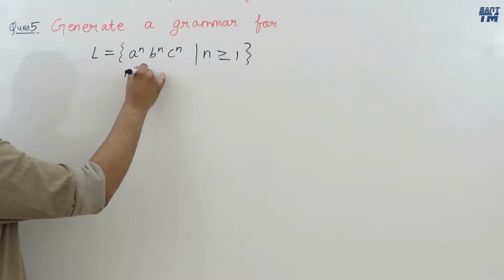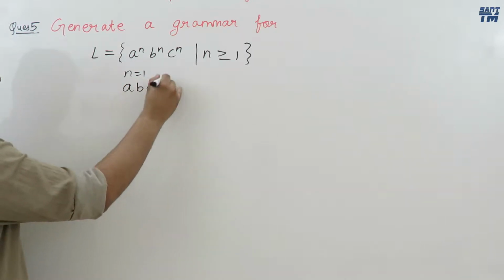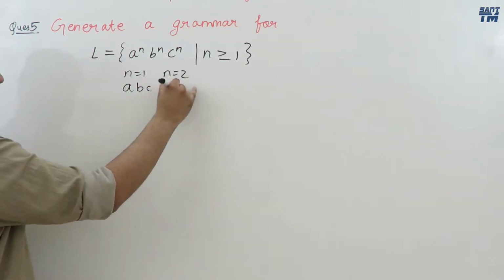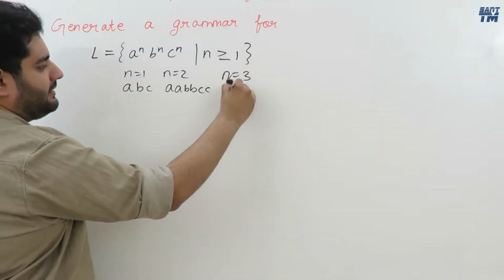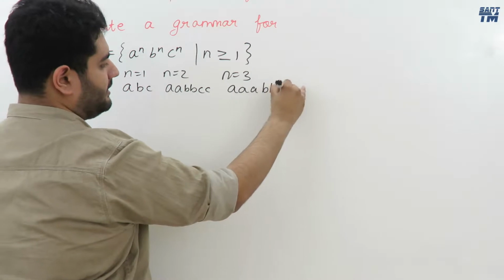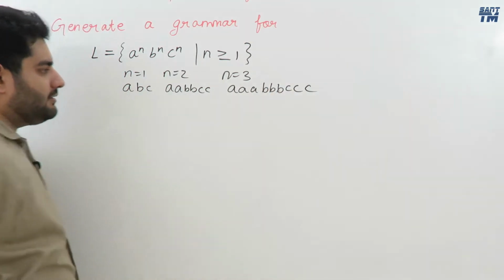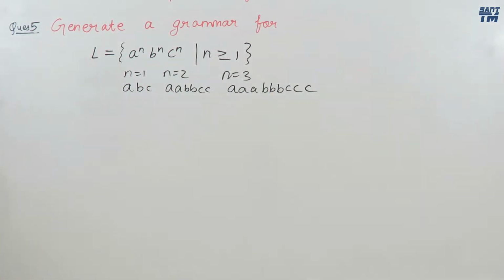Because if n = 1, the string will be ABC. If n = 2, the string will be AABBCC. If n = 3, the string will be AAABBBCCC. So these kinds of strings will be generated by this language. So we have to generate a grammar that will generate this language.